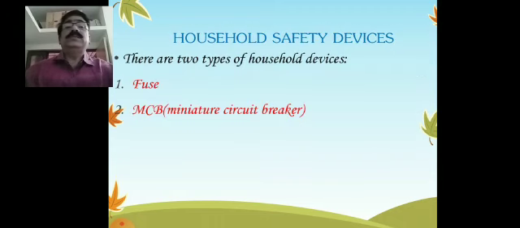So there are two types of household devices which help in reducing this problem of extra energy flowing. That is a fuse or an MCB. What do you call it? A miniature circuit breaker.